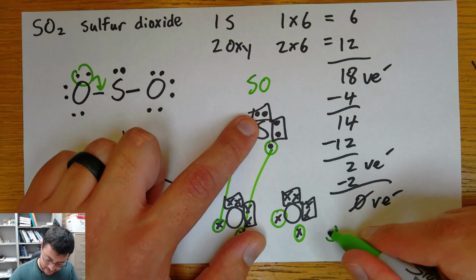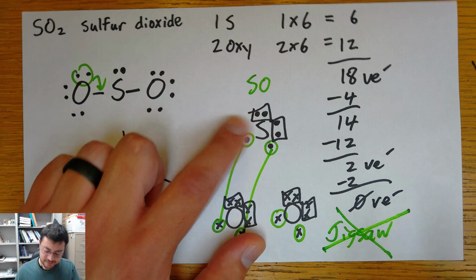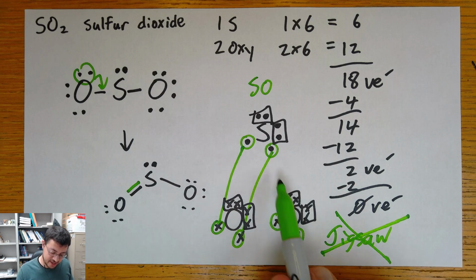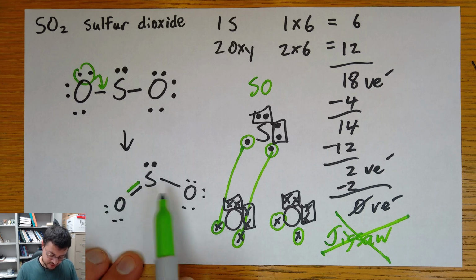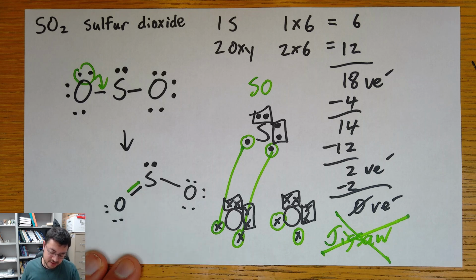So this is where I can say that the jigsaw approach, unfortunately, because it's so fun to do, is inferior because it does not get us to a plausible structure. Whereas sulfur dioxide is going to have a structure, it's basically this. In the next video, I'll show how it's basically this, but not quite. But it's basically this, and the jigsaw approach would not allow us to get to this structure.